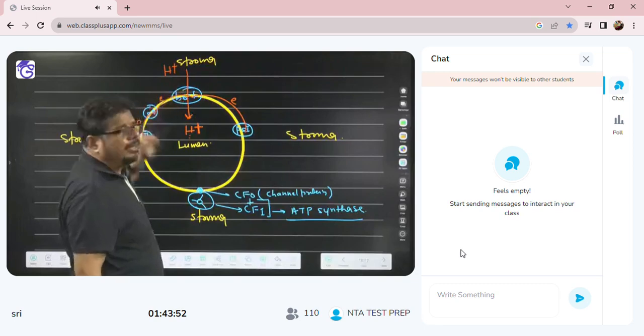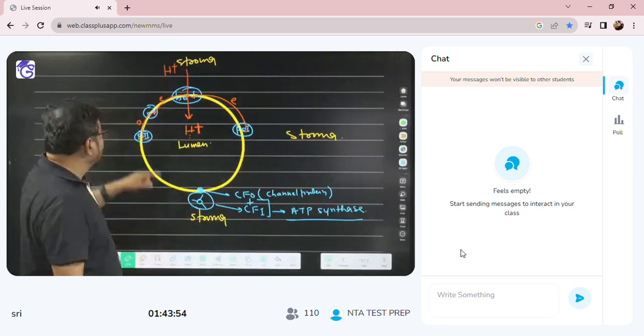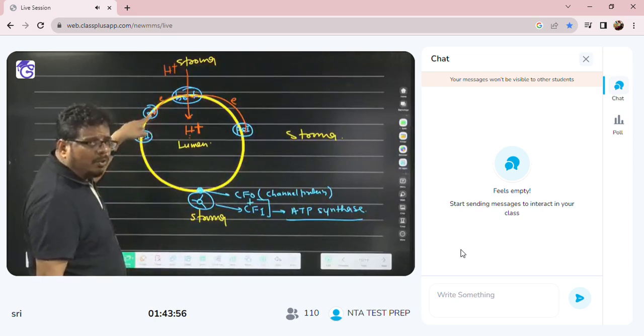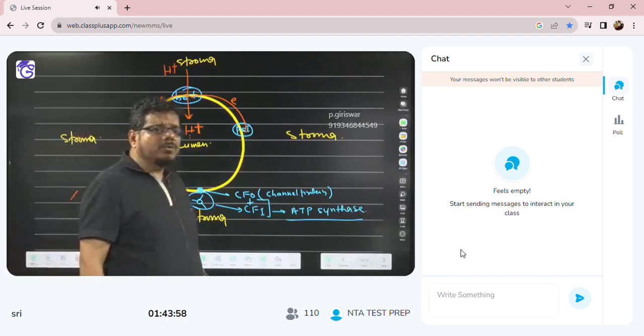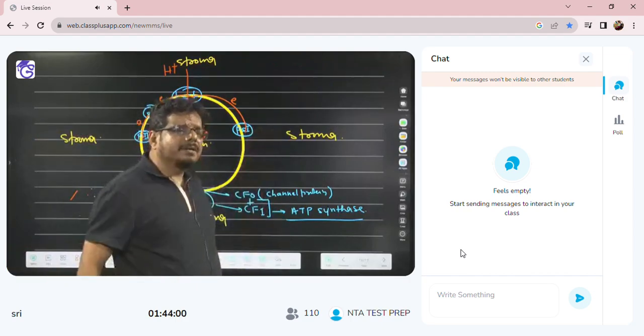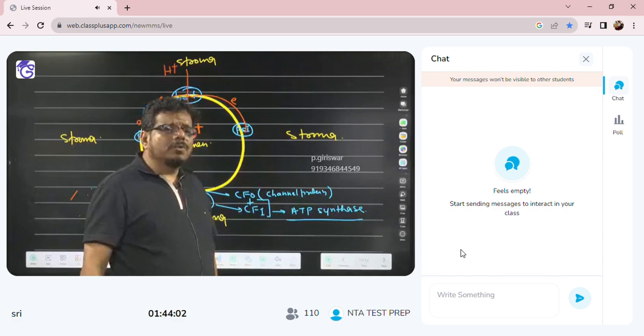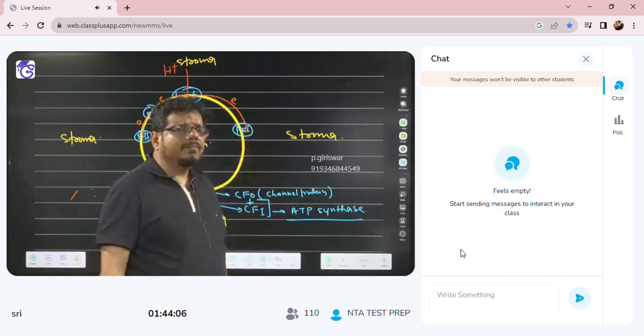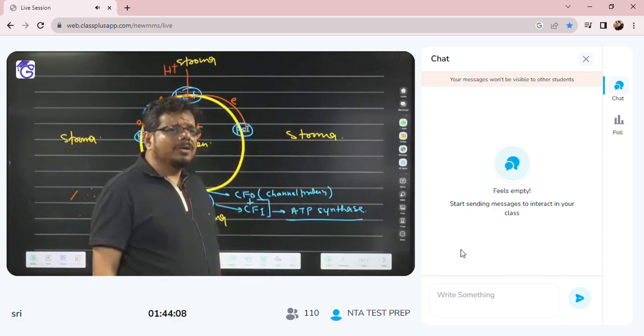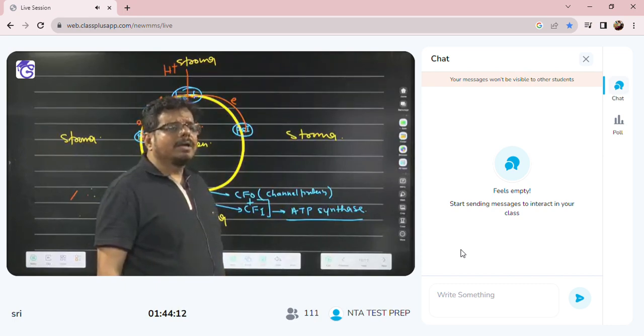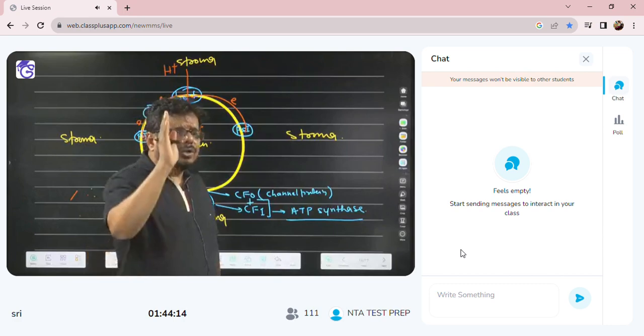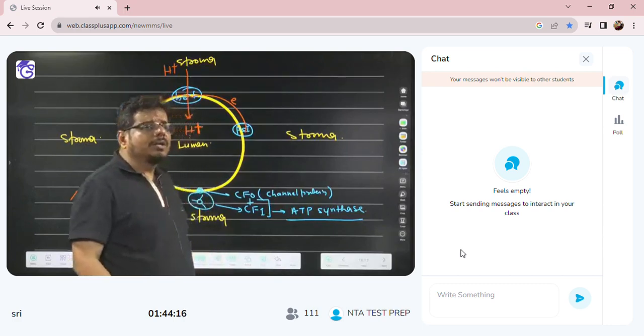Here a pump protein is there. And why does this proton get pumped? Due to PQ. Plastoquinone is a hydrogen acceptor. Are you getting the idea or not? So when plastoquinone is a hydrogen acceptor, what is happening? With the contribution of which one? Plastoquinone.